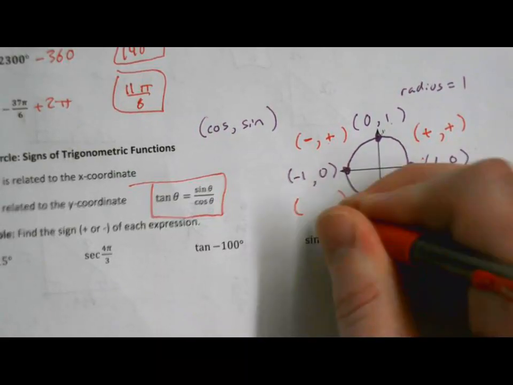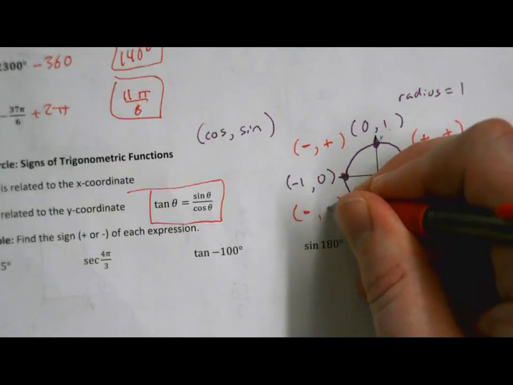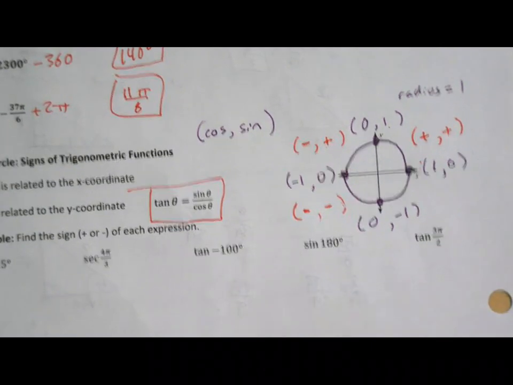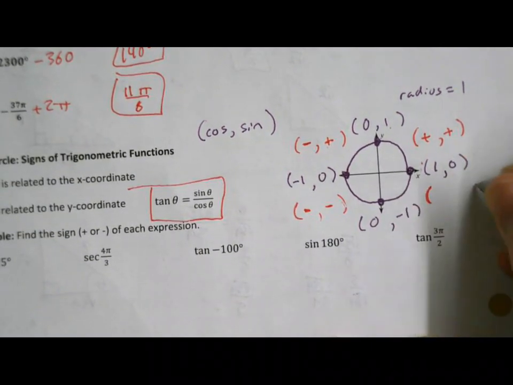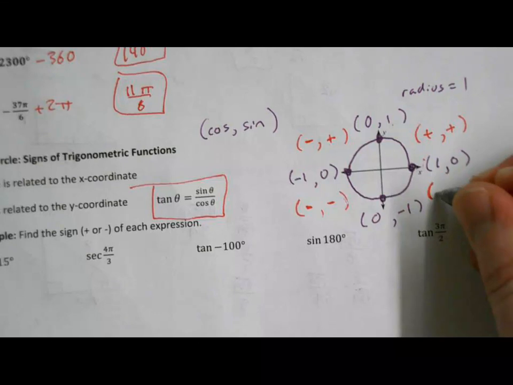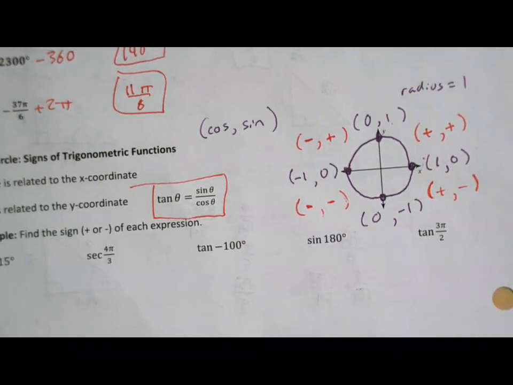In this region, negative and negative. Everything's negative in this quadrant, isn't it? So cosine and sine would be negative. And in this region, the cosine is positive and the sine is negative. It's okay. There's notes in the back.